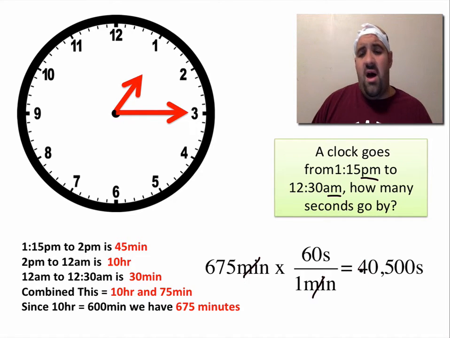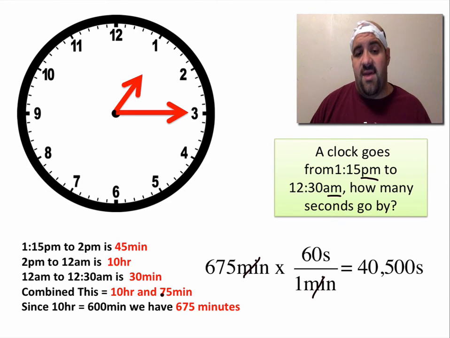So I think we're going to have done enough conversions where the conversion isn't going to be hard. For some of us, figuring out how many hours and minutes go by, because we are so used to our digital clocks, is going to be the tricky part. So that's going to take a little work on your end. Break the problem into parts if you need to. 1:15 to 2 is 45 minutes. 2 to 12 is 10 hours. 12 to 12:30 is 30 minutes.